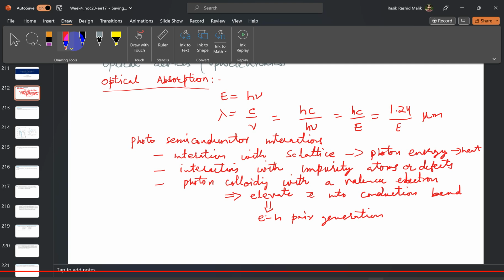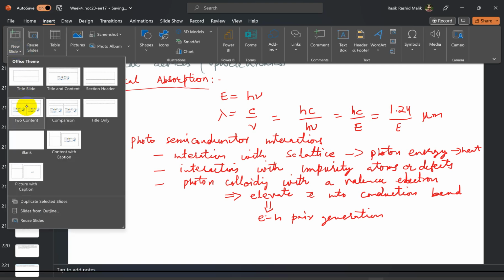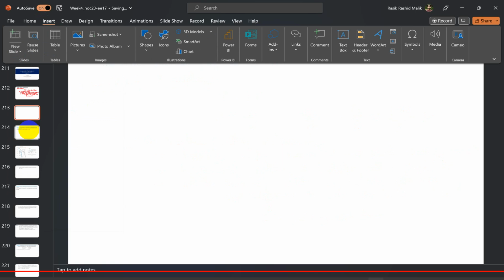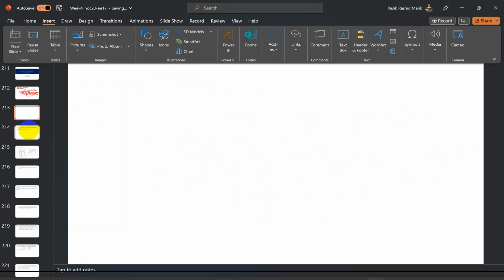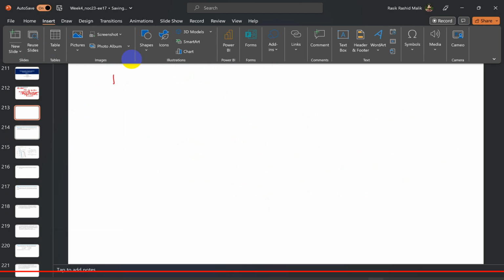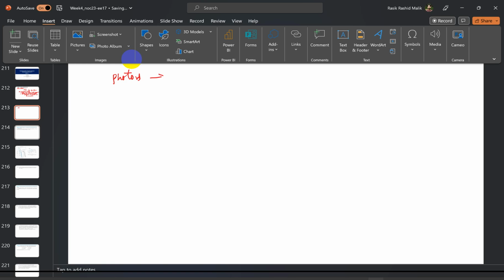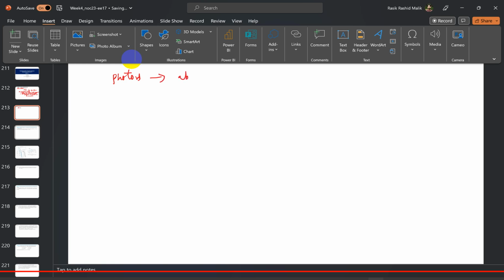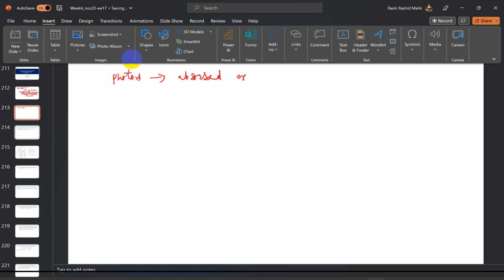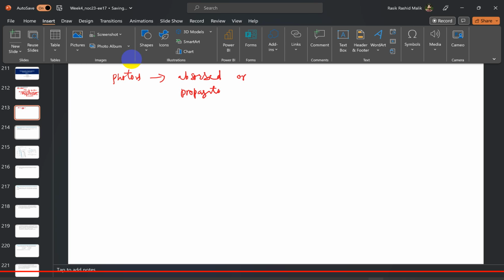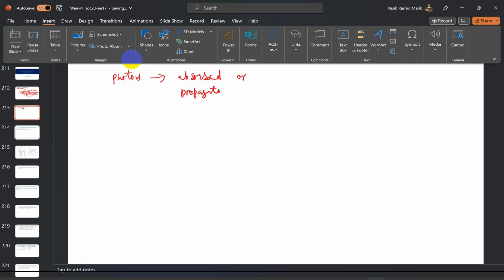When a semiconductor interacts with light, let me create a new slide here. We have now a semiconductor and it is illuminated with light. It may be photons. They may either be absorbed or they may propagate. When we shine light on a semiconductor, the photons may just propagate through the semiconductor without doing anything, right?